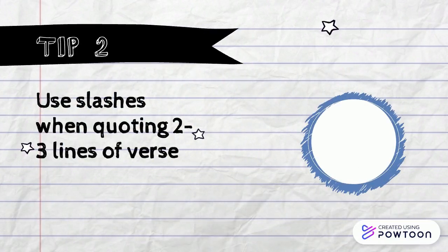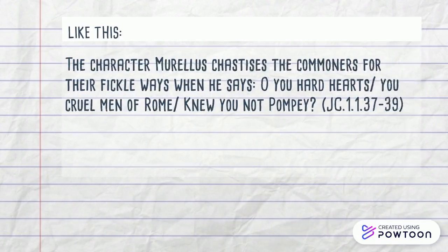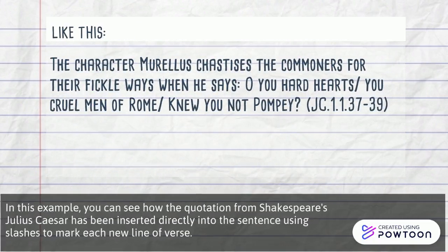Tip number 2, when quoting 2 or 3 lines of verse, start the quote on a new line. You do not need to include quotation marks. In this example, you can see how the quotation from Shakespeare's Julius Caesar has been inserted directly into the sentence using slashes to mark each new line of verse.